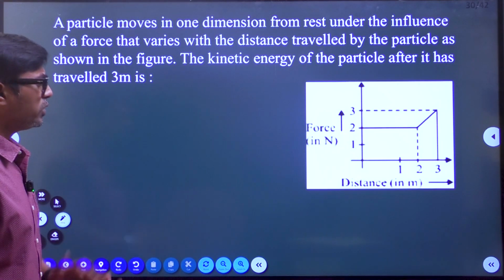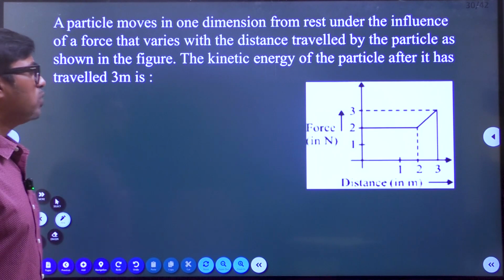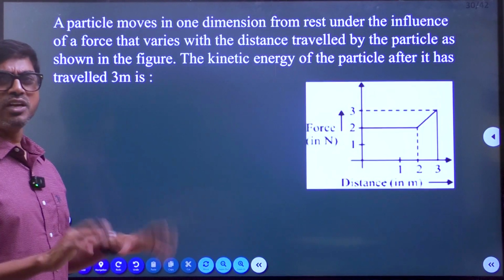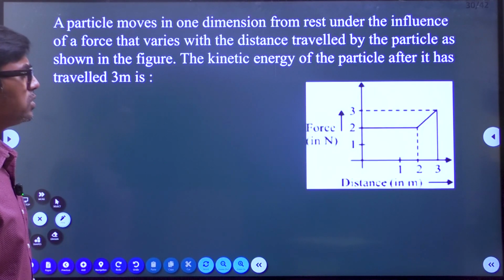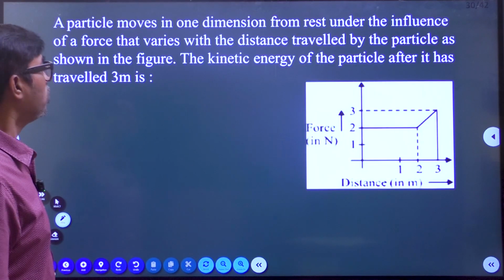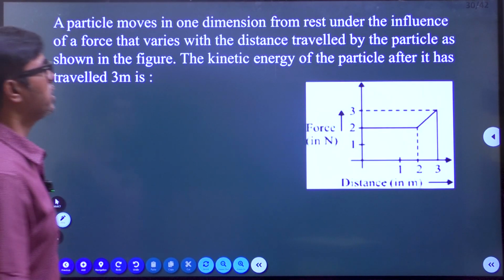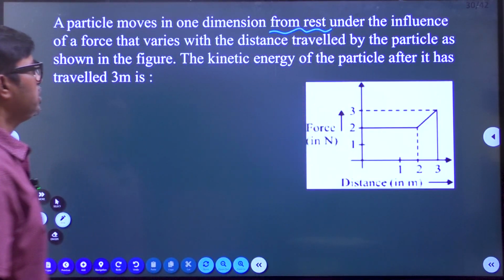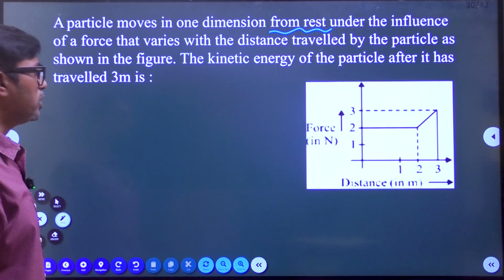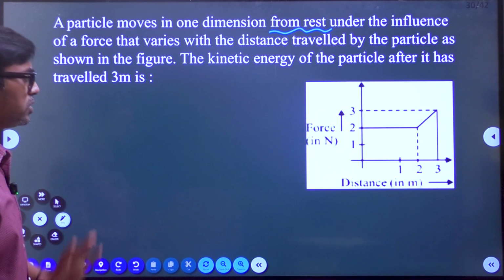Graph-based questions, there are many. I've just taken one of them so that you will have that idea. I'm trying to cover questions, may not be very tough, but overall it is going to cover all the ideas that are asked in various years. A particle is moving in one dimension from rest, initially at rest, under the influence of a force that varies with the distance traveled by the particle as shown in the figure. The kinetic energy of the particle after it has traveled 3 meters is?